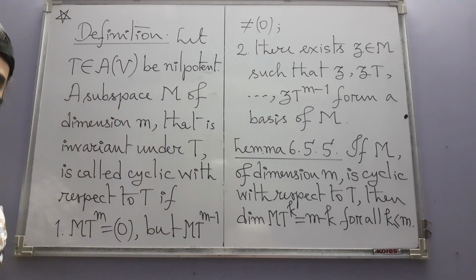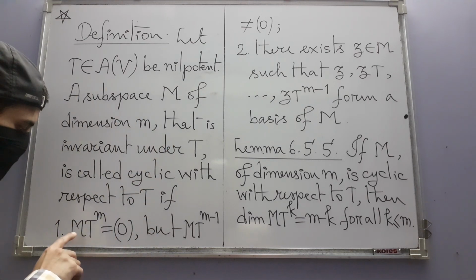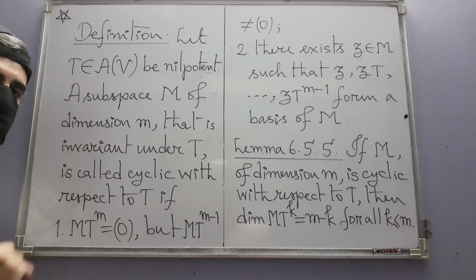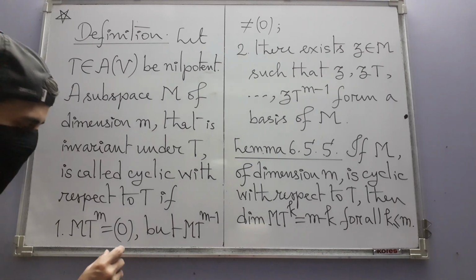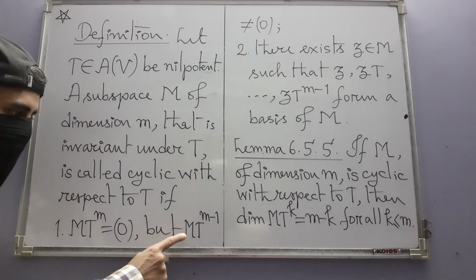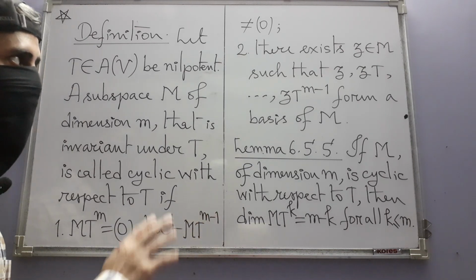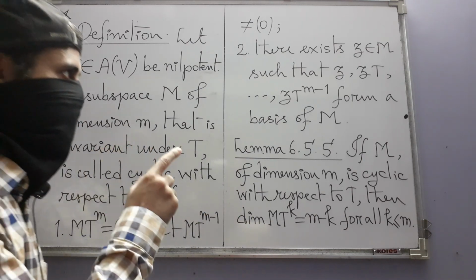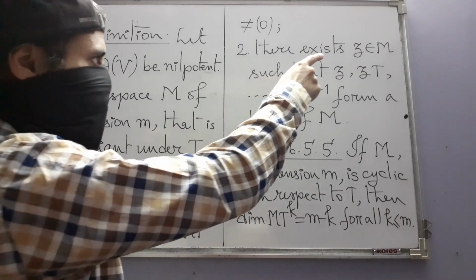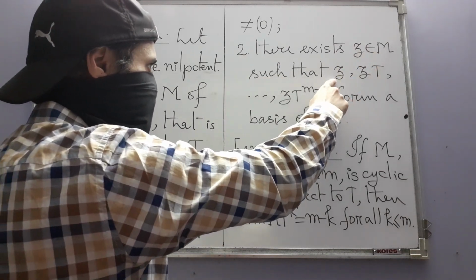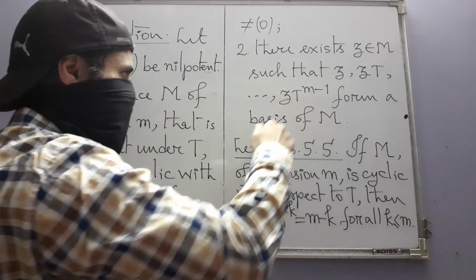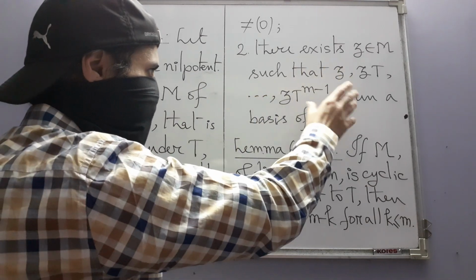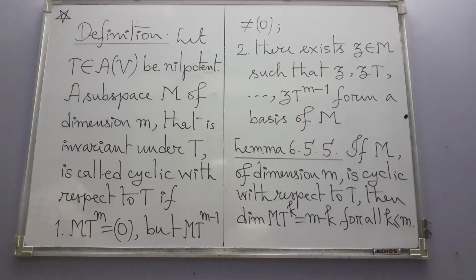What are those conditions? The image of the subspace M under the mth power of T, T to the power m, is the zero space. But the image of M under T to the power m minus 1 is not the zero space. That is condition 1. And condition 2 says that there exists a vector z in M such that the images of z under the successive higher powers of T form a basis of M.